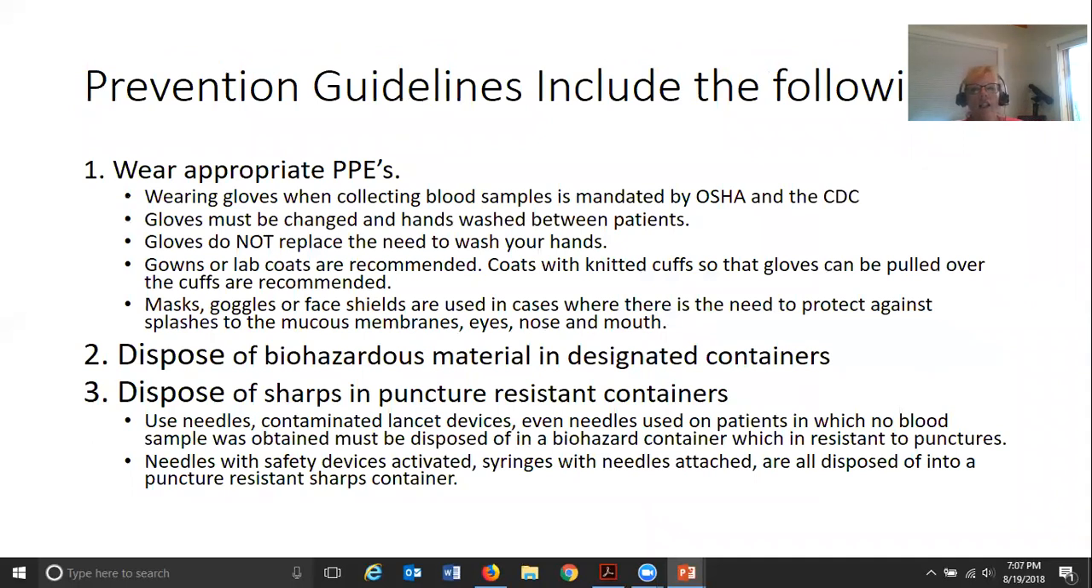So prevention guidelines, wear appropriate PPEs. You have to wear gloves when you collect blood samples. OSHA says so and the CDC says so. You must change your gloves and wash your hands in between patients. Just because you wear gloves does not mean that you don't need to wash your hands. So if you're drawing in an outpatient setting and you wear gloves for the next patient, you still have to hand sanitize in between the two.